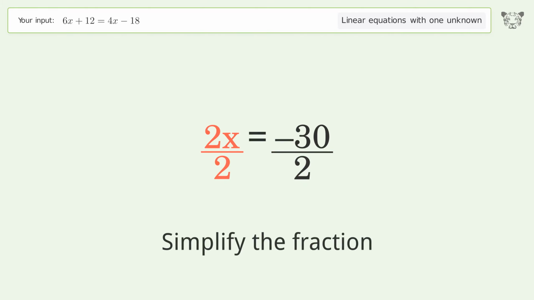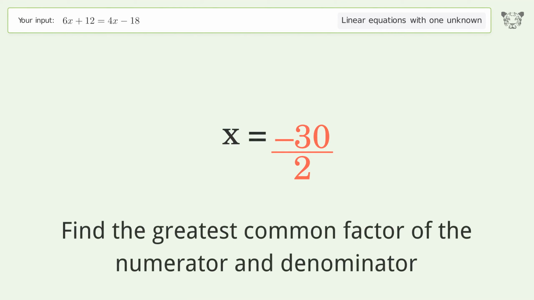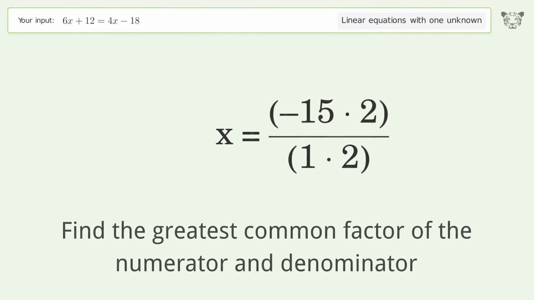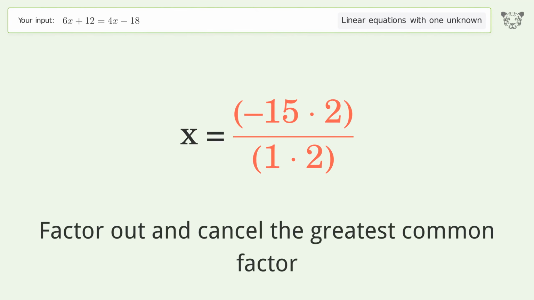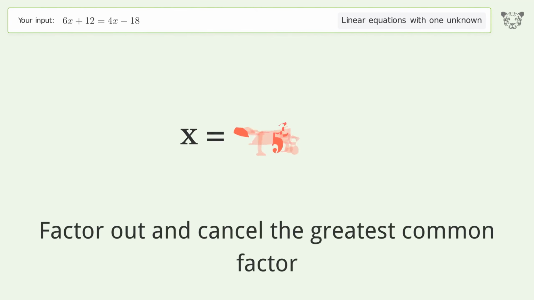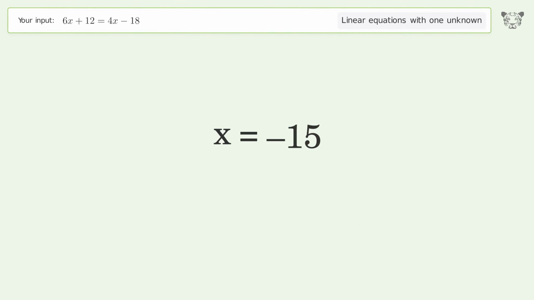Simplify the fraction. Find the greatest common factor of the numerator and denominator. Factor out and cancel the greatest common factor. And so the final result is x equals -15.